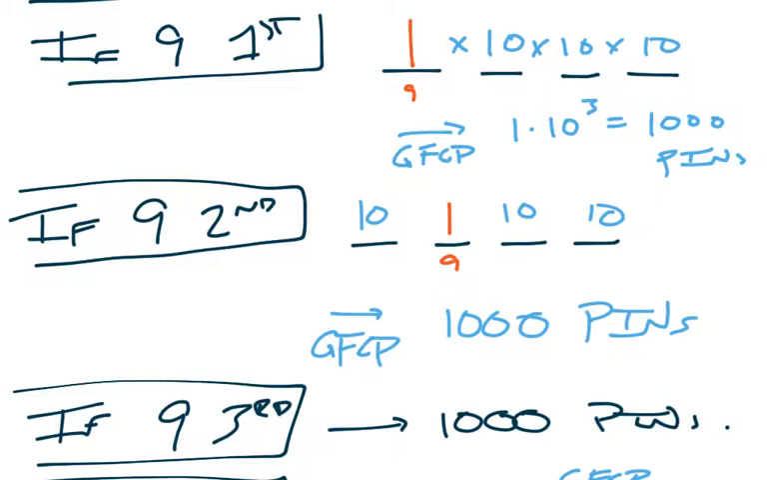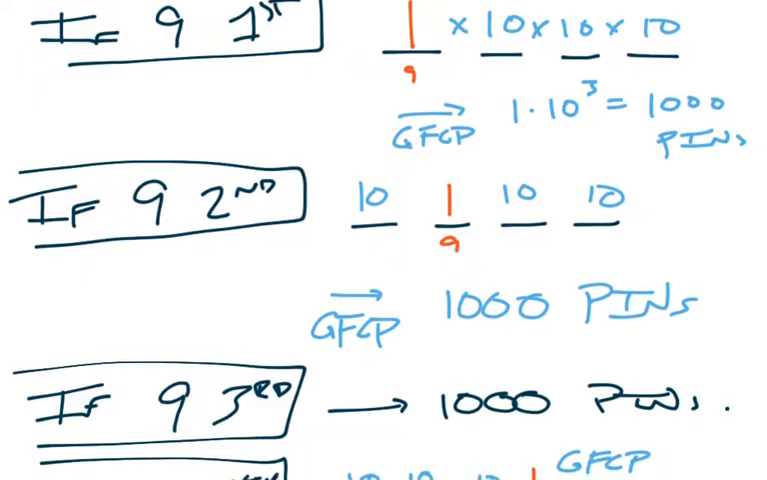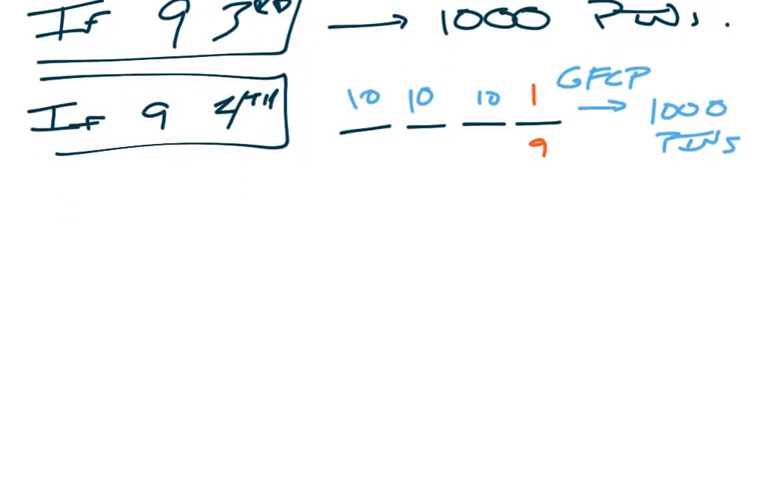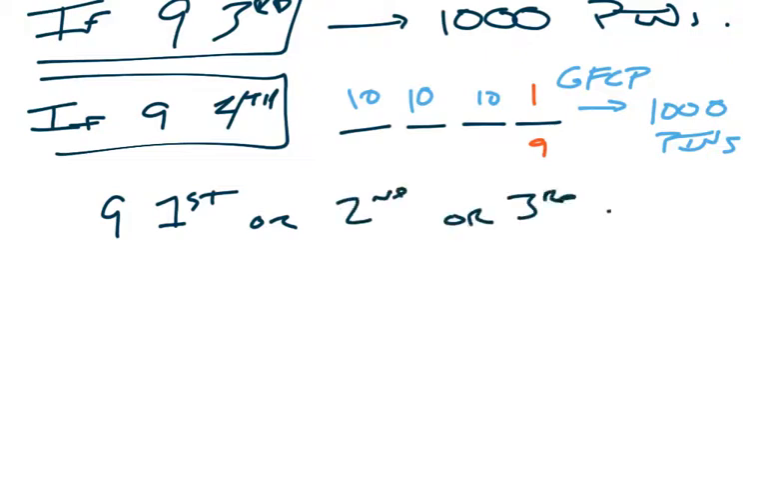What we're really addressing here is all the different ways that the 9, or this pin, could be formatted, and that's by addressing all the different places that the 9 could be. It could be first, second, third, or fourth. So the idea here is that the 9 could be first, or second, or third, or fourth, and each one of these options gave us 1,000 pins.